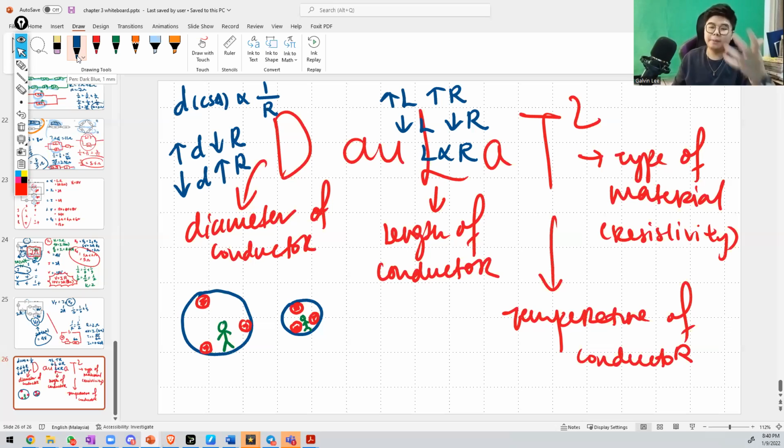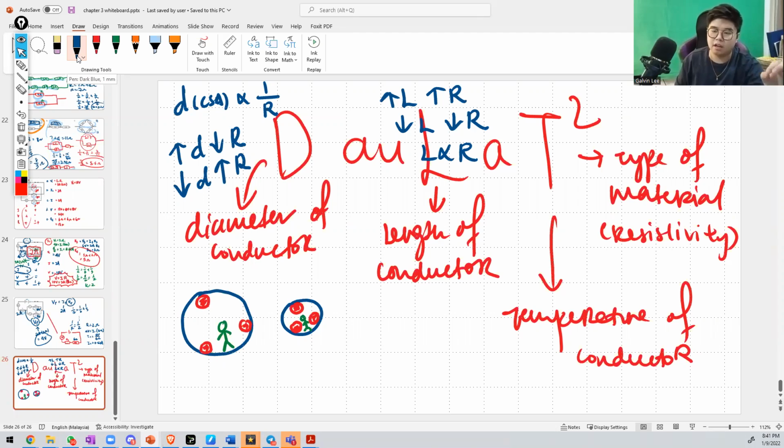Kalau tak, apa jadi? Dalam perjalanan ke sini, tenaga elektrik ini ditukarkan kepada tenaga haba. Wayar semua panas, tapi rumah tak ada api. Agree? So, you see, now you see everything is connected into a big story. From Form 2, you learn about this. From Form 3, you learn about transformer. And then from here, you learn about Ohm's law in more detail. Everything makes sense. Agree? Okay?